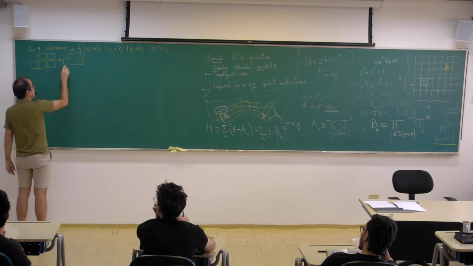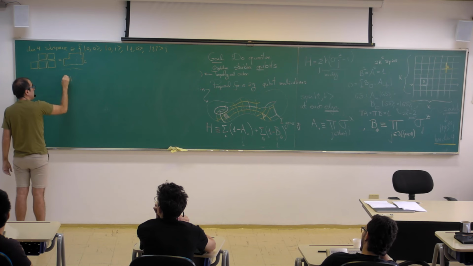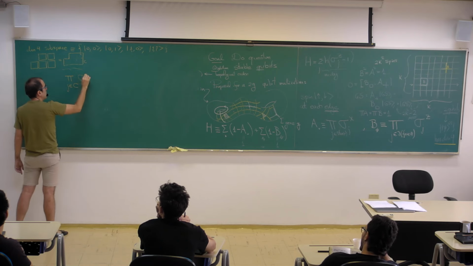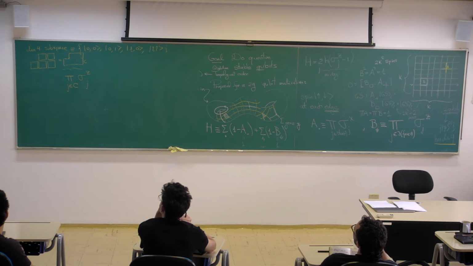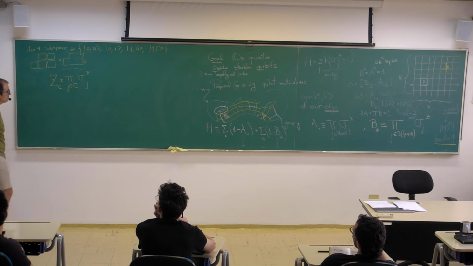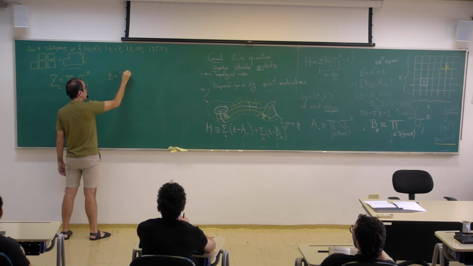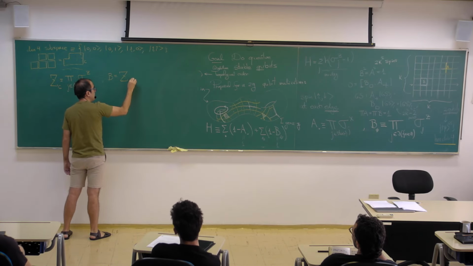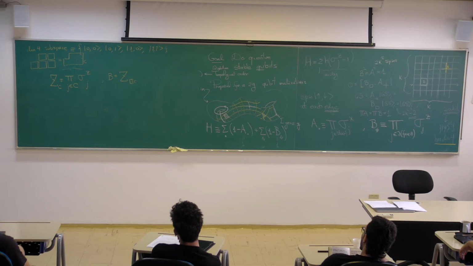Where this operator here, I define it like this. I say I have a contour C, and then this operator would be a product over the edges that belong to this contour C of sigma z j. So this would be a definition of an operator of type z for a given contour C. And our B operator is nothing but this type of operator, defined on the tiniest possible contour, where C is just a single plaquette. But more generally, we could define this operator.